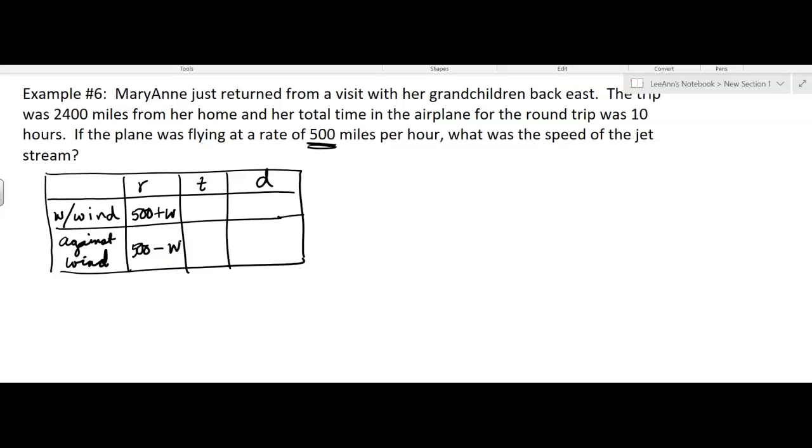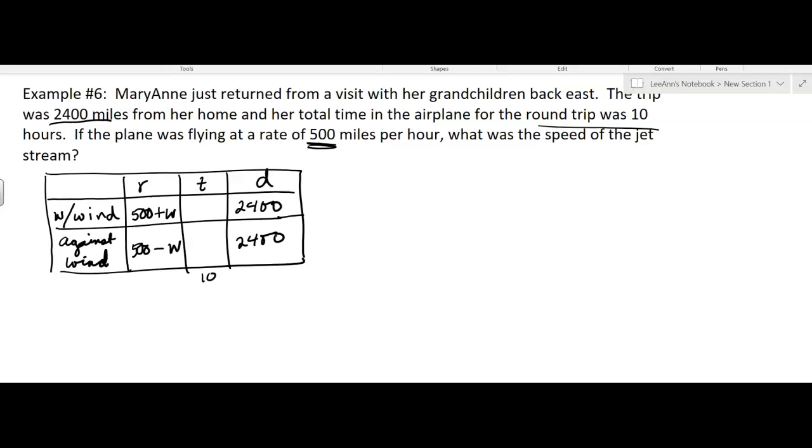Time, well, we know it takes a total of 10 hours for the round trip. So hold that thought. I'll put a 10 down here. We don't know how long it takes for each leg of the journey, how long it takes to get there and how long it takes to get back. We just know that the total trip is 10 hours. And then the distance. When it says the trip was 2,400 miles from her home, I think they mean the grandchildren's house is 2,400 miles away. So wherever she was going was 2,400 miles. And it's 2,400 miles there and 2,400 miles back.